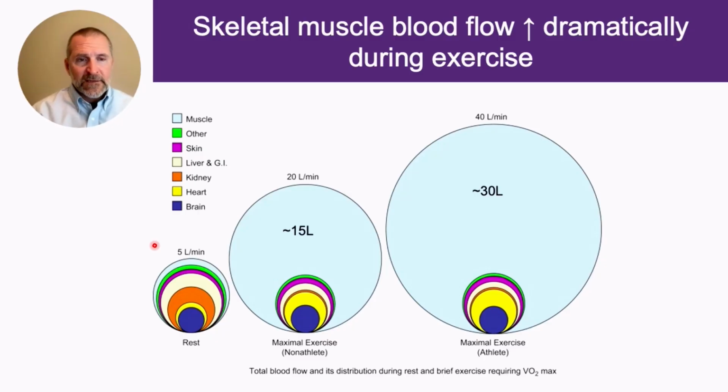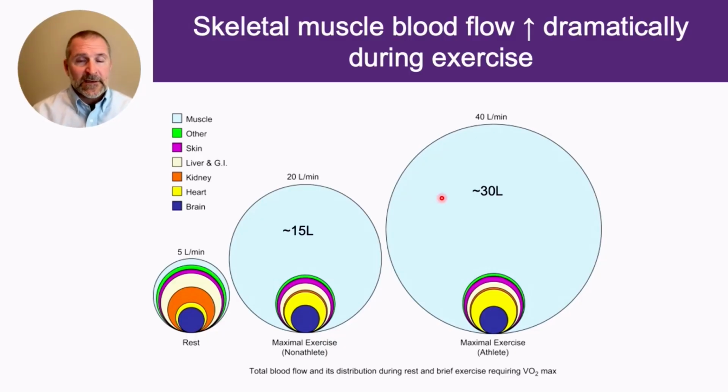So you can see here at rest, cardiac output is roughly 5 liters per minute. About 15% of that goes to the skeletal muscle. Now during exercise, cardiac output can increase dramatically, upwards to 20 liters per minute in a normal adult, maybe 30 to 40 liters per minute in an elite athlete. And the vast majority of that additional cardiac output is redistributed to the skeletal muscle. So during peak exercise, 75 to 80% of cardiac output is directed to the skeletal muscle, which could be 20 to 30 liters depending on the quality of the individual.